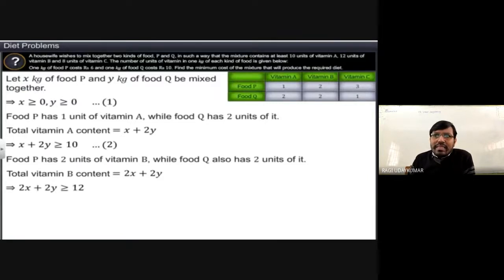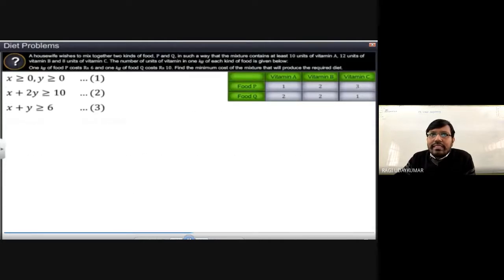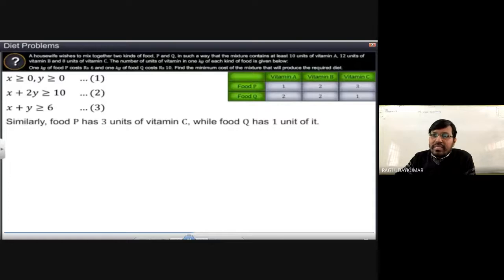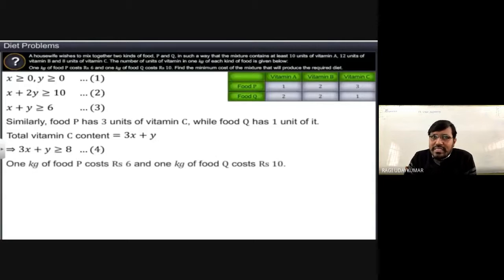In the same way, 3x plus y. Taking vitamin C, 3x plus y is greater than or equal to 8 in the case of vitamin C. Why? Because for vitamin C also it is at least 8. Minimum 8, and it can be more than 8. It is given in the question, concentrate on the question. So 3x plus y greater than or equal to 8. This is another constraint.